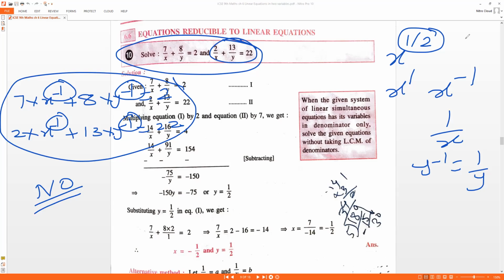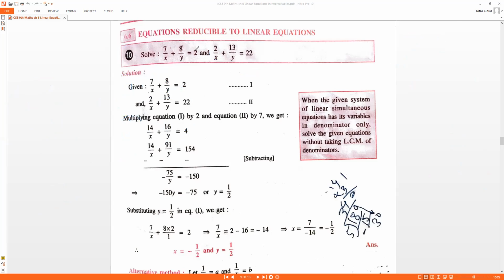So these are the equations which need some manipulation, which need some extra steps. So what are those steps? That is what we are going to study. So these types of equations which do not appear to be linear equations in two variables are called equations reducible to linear equations. This word is very important. Reducible. That means we can convert these equations into the linear equations in two variables form. Do you understand what I mean?